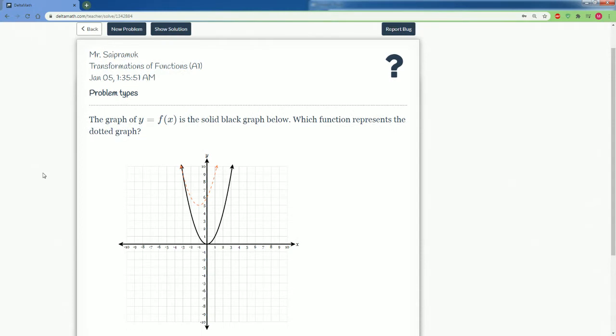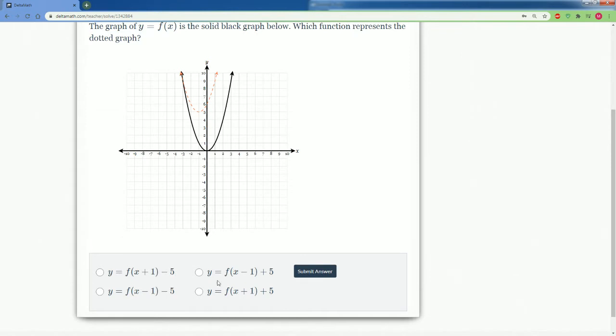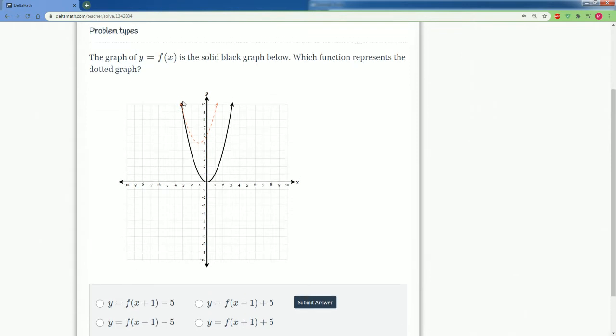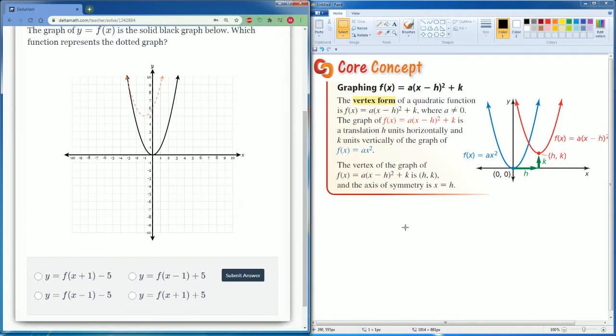Here you see that the graph of y equals f of x is in that solid black line graphed below. Which function represents the dotted graph? And these are your choices here. It seems like this parabola undergoes a transformation, and that transformation is written in vertex form. So I have the core concept here for vertex form. Let's take a look.